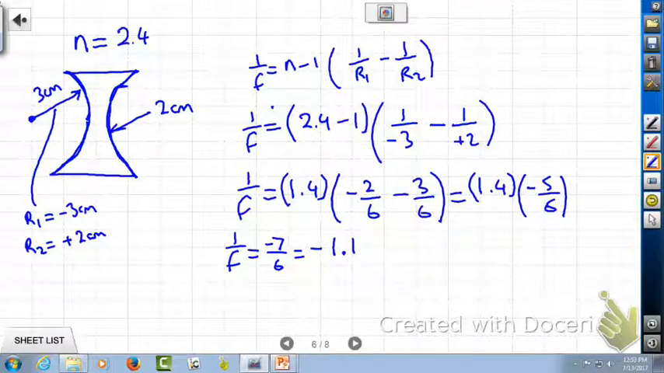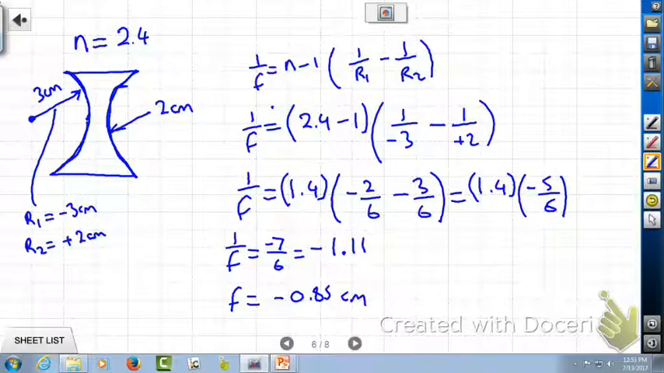You give me the final answer. It's 0.85, okay, 1.1 something here, and that's going to be in centimetres. Diverging, oh yeah, negative value. That makes sense. So not bad. Final bit. Not bad.